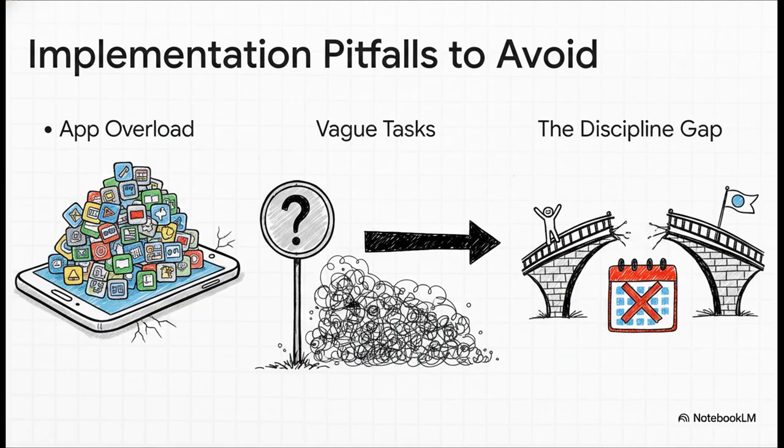First, app overload. Don't do it. Resist the temptation. Keep it simple. One task app, one calendar, one notes app. That's it. Second, vague tasks. A task like "work on project" is useless. "Open the document and outline section 1." Now that's a clear, physical next action. And third, the discipline gap. I'm going to say it one last time, skipping the weekly review guarantees this system will fail.